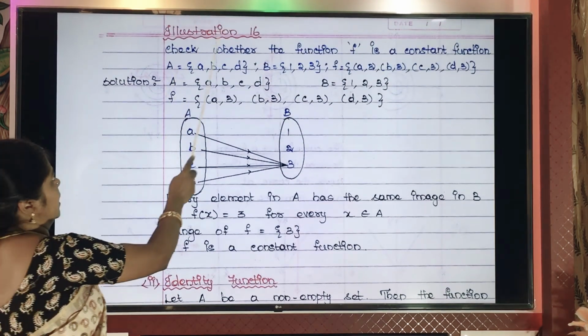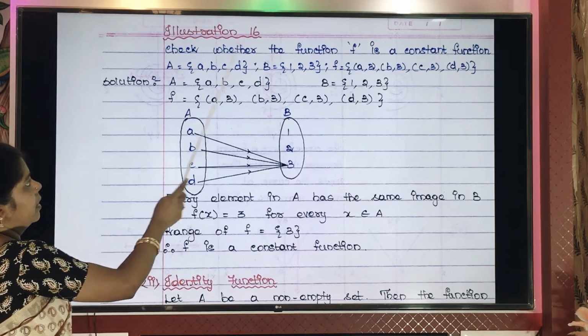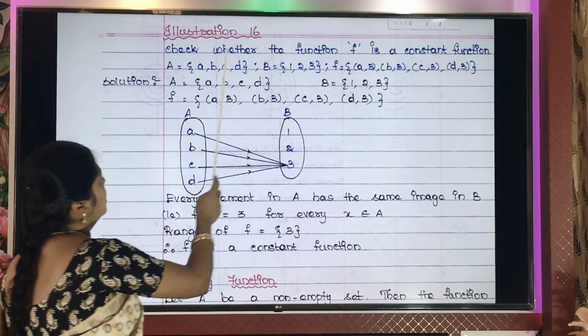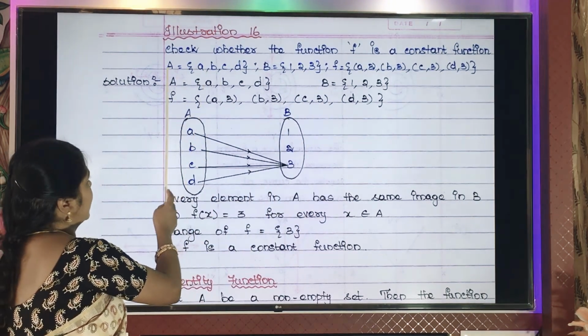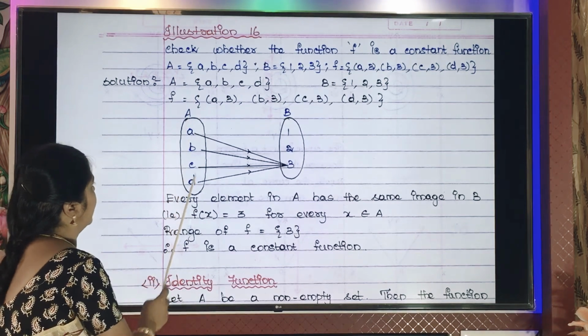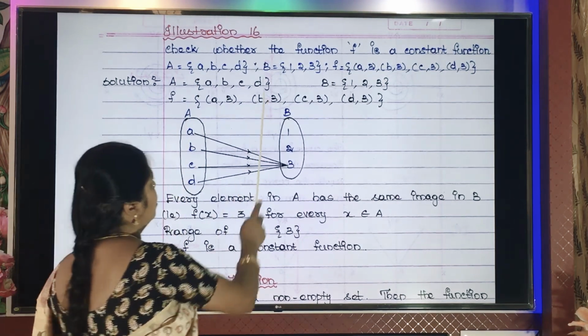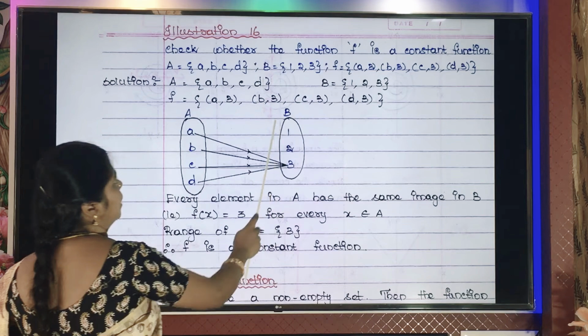There is an illustration number 16. Check whether f is a constant function. Children, they have given the elements of set A as A, B, C, D. So draw and write the elements. For B again they have given 1, 2, 3, draw.